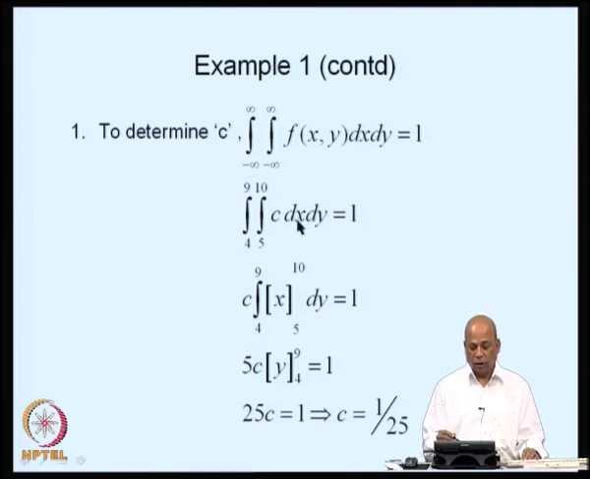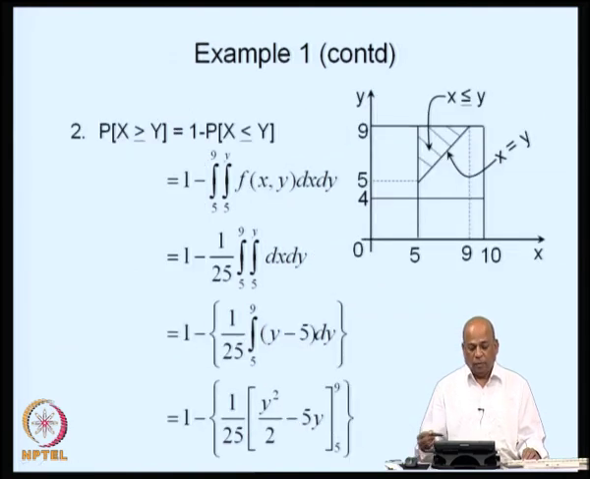So, from this you first integrate with respect to x, you get x varying between 5 and 10, and then integrate with respect to y, that should be equal to 1. So, this is 5C from this, and then y taking on values between 4 to 9. From this we get C is equal to 1 by 25. So, we have completely defined the joint PDF now as f of x comma y is equal to 1 by 25 for x taking on values between 5 and 10 and y taking on values between 4 and 9.